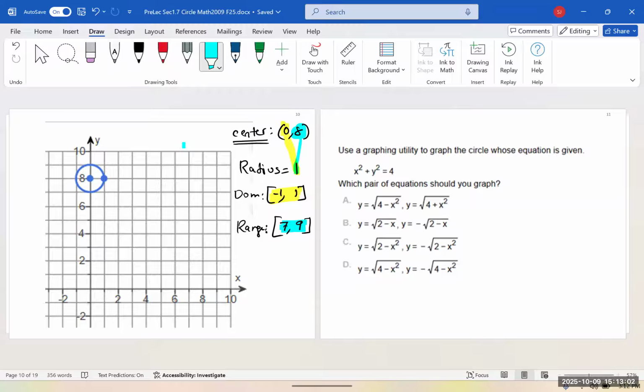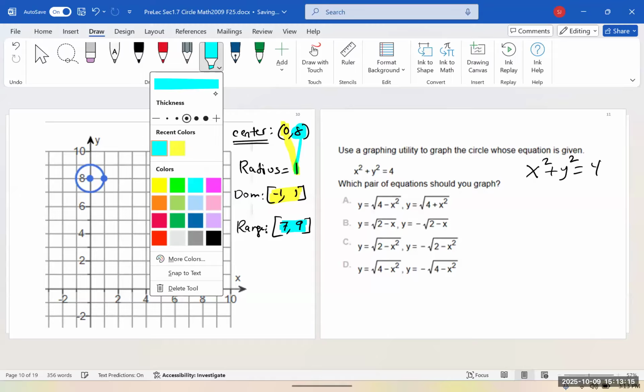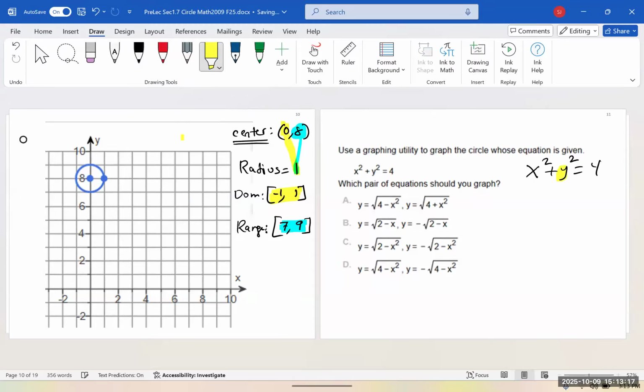Let's solve for y. We have x squared plus y squared equals 4. If you desire to get your y alone on one side, this y is alone on one side, what do you need to get rid of first?